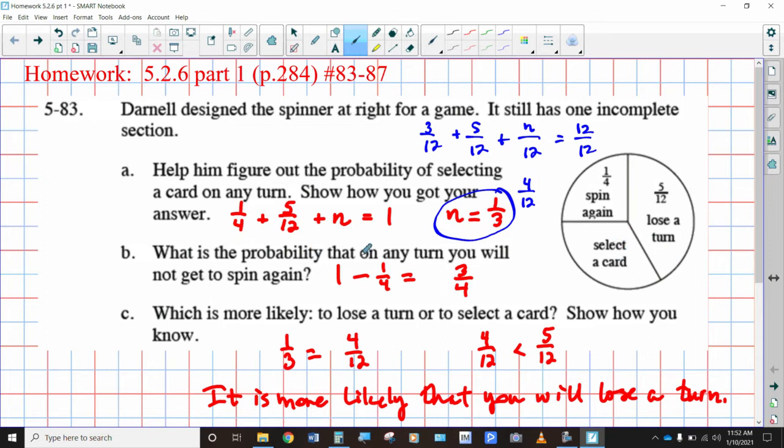What is the probability that on any turn you will not spin again? So if this is the spin again, which is 1/4, the not spin again must be the complement, which is 3/4.